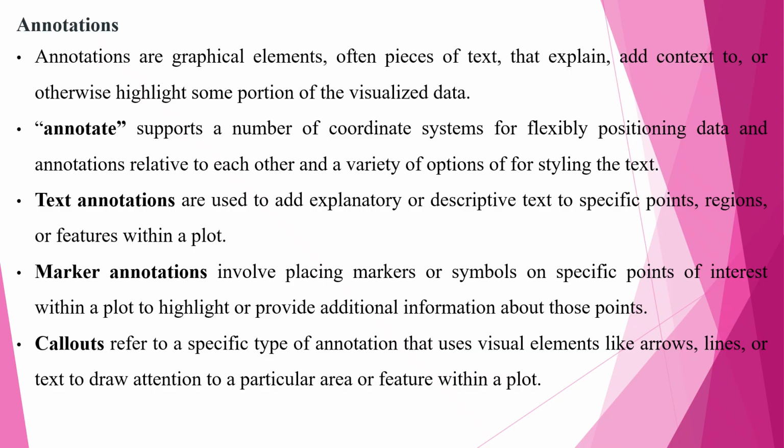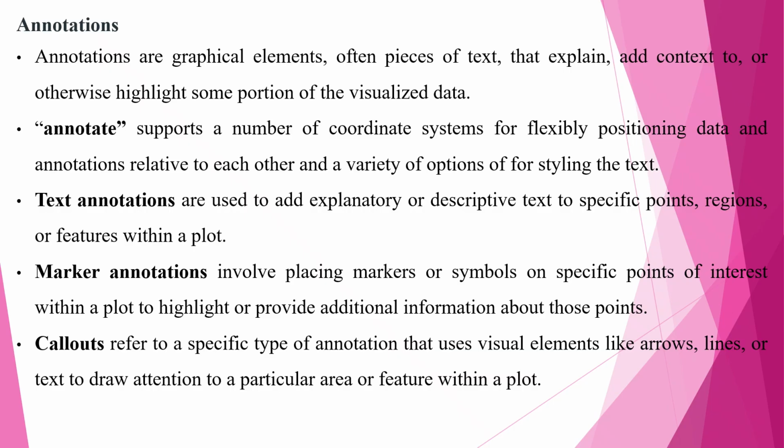Annotations in Matplotlib are used to add extra information or highlight important parts of a plot. They usually appear as text or symbols that help explain specific data points or regions, making the visualization more meaningful. The annotate function allows flexible positioning using different coordinate systems, so text and markers can be placed exactly where needed. Text annotations are commonly used to describe or give context to certain values, while marker annotations help highlight important points using symbols.